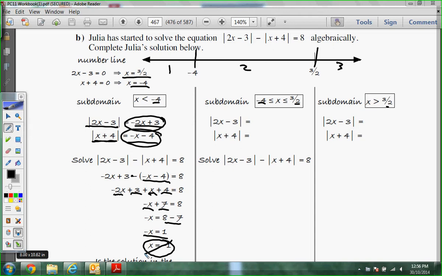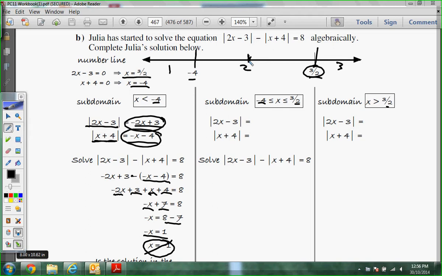Okay. Well, the way I look at it is 2x minus 3. What's its 0? 3/2, right? If I'm between these two, is 2x minus 3 left of its 0 or right of its 0? So I'm going to look up here. Which one of these numbers is 2x minus 3 is 0? Which one of these numbers? 3/2. So I'm in this section.